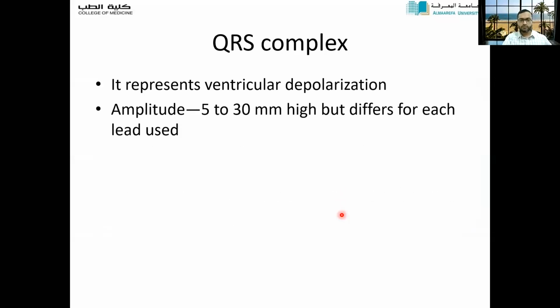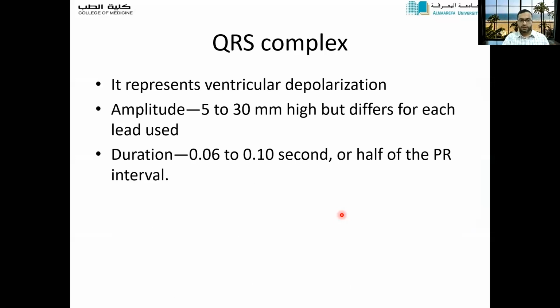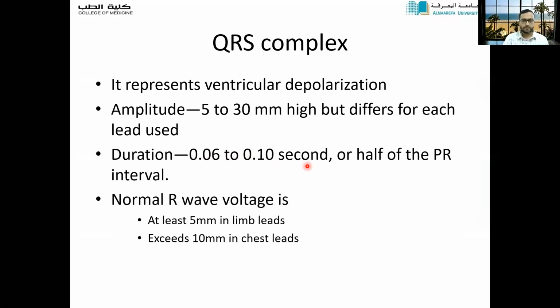It represents ventricular depolarization. Amplitude is normally 5 to 30 millimeters in height, but it varies with which lead you are talking about. Duration is very short, just one small square to 2.5 small squares, that is 0.04 to 0.1 second, usually narrow and just like a spike. The normal shape is a spike, a rise and a fall. Normal R wave voltage is 5 millimeters in the limb leads, so it is a little smaller in the limb leads. As you proceed towards the chest leads, from V1 to V6, the height of the R wave increases.